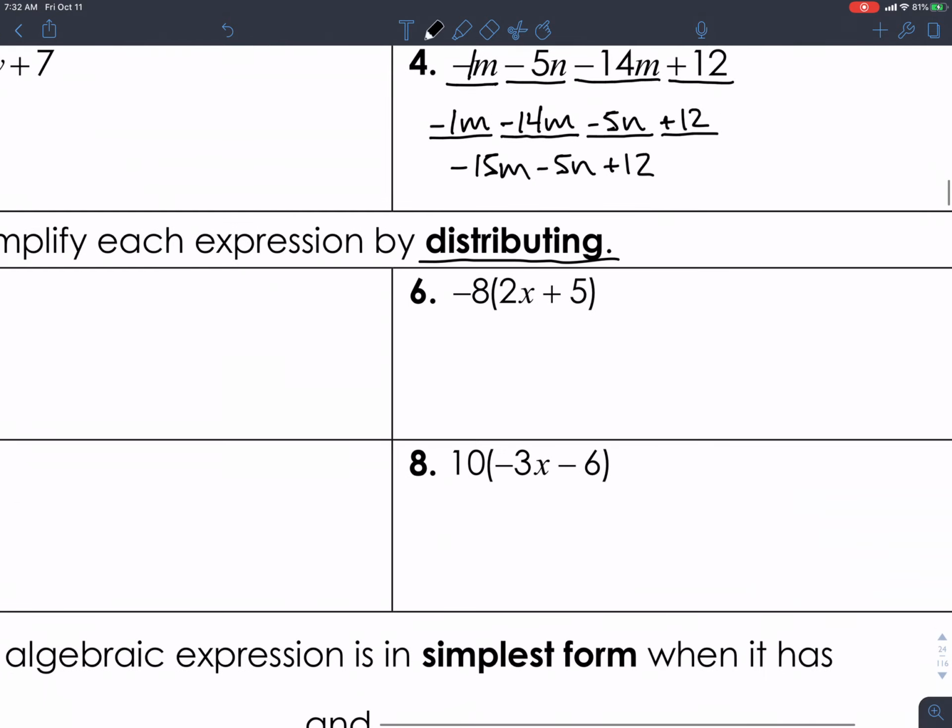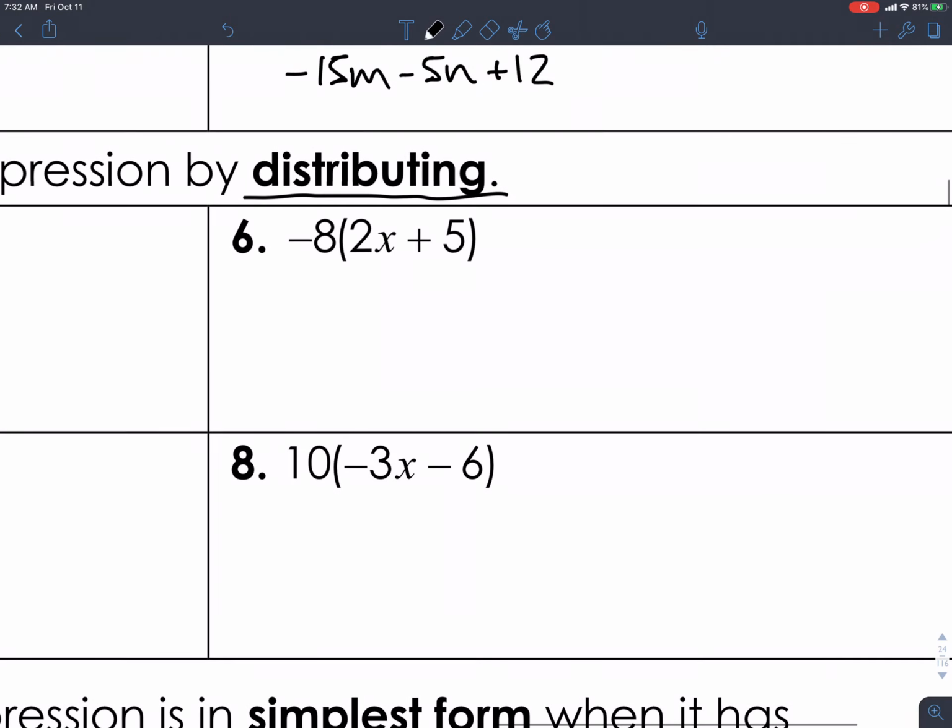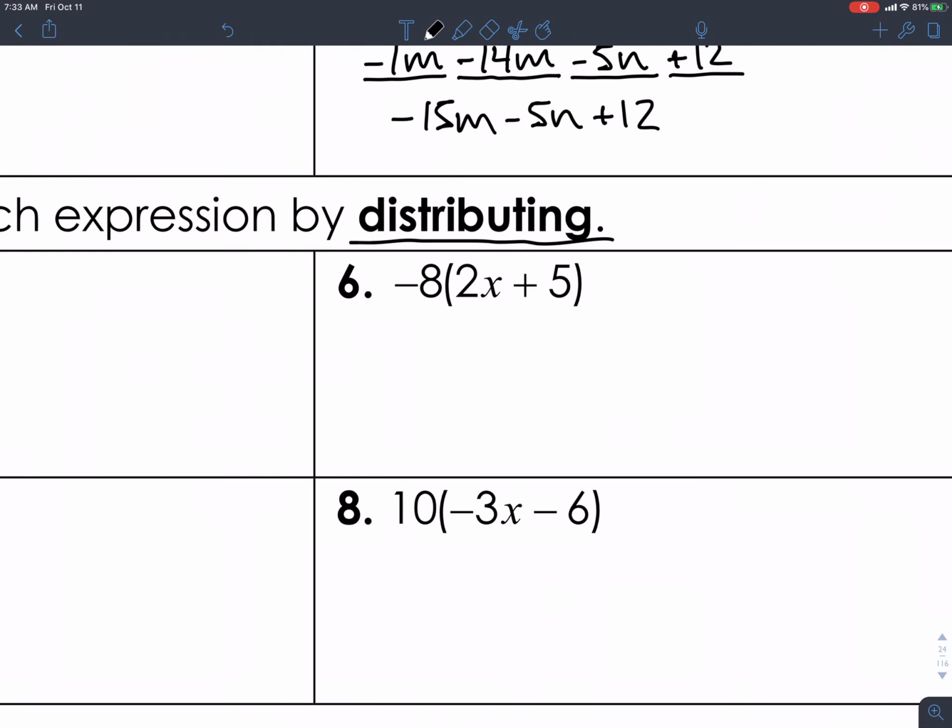Okay, now I'm going to do number 6 and 8. This is just distributing. Negative 8 times 2x. Well, negative 8 times 2 is negative 16. A negative times a positive gives me a negative, and it's a positive because there's no sign in front of it, and the x comes along with it. Negative 8 times positive 5. Negative times a positive, always a negative. 8 times 5 is 40.